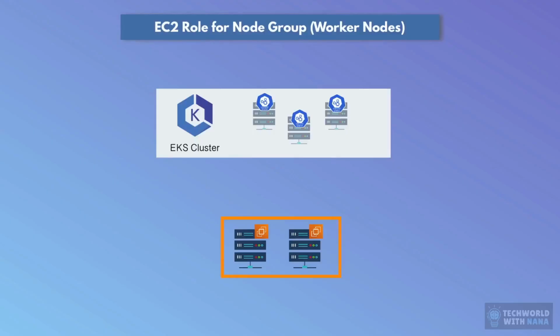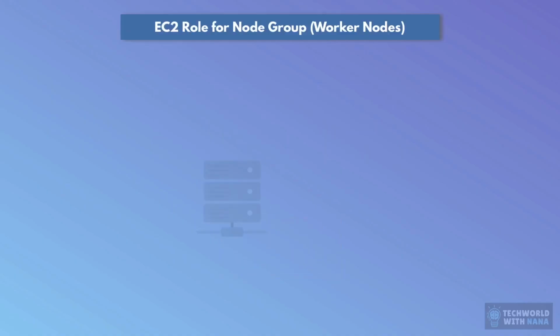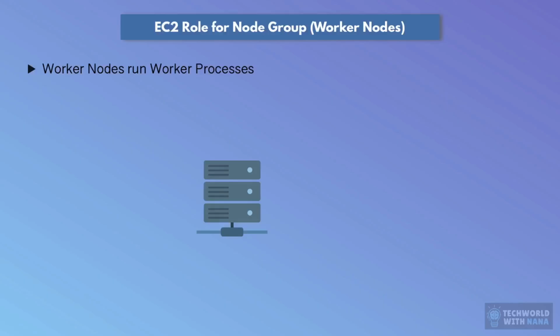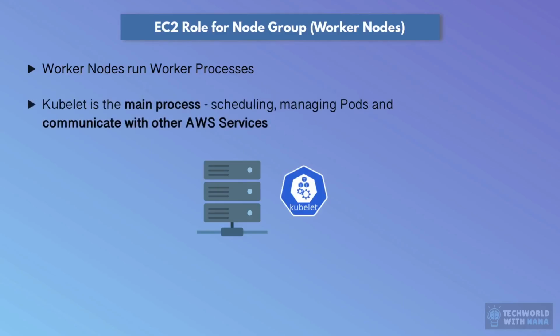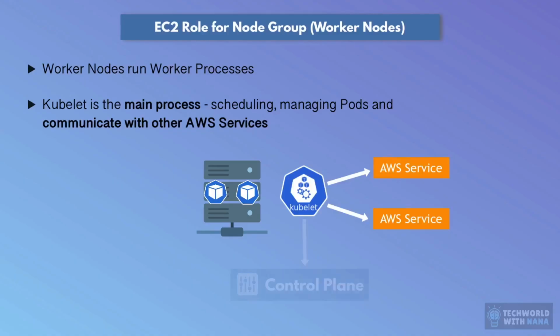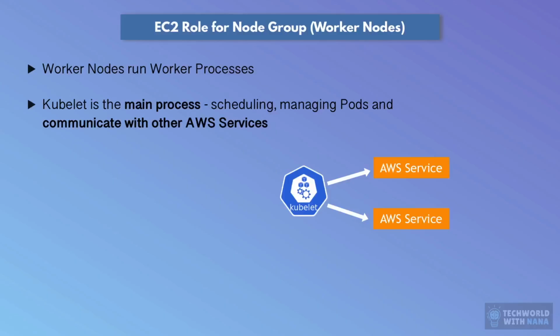So now let's create node groups and attach worker nodes to the Kubernetes cluster. The worker nodes in Kubernetes run worker processes, right? And kubelet is one of the worker processes. Kubelet is basically the main process that is responsible for scheduling pods, getting all the resources from the servers like CPU, RAM, etc., assigning that to the pod, but also communicating with other services in AWS and the Kubernetes master nodes itself. So kubelet will basically make various API calls, including to AWS services on your behalf.